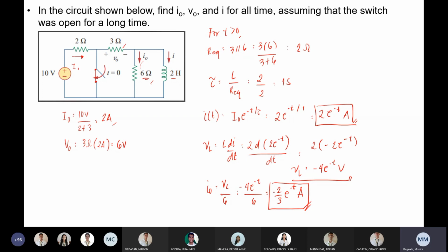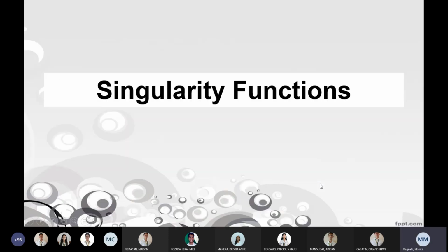Any questions on the source-free RL and RC circuit class? It's just the pattern of solving. First, consider the initial condition of our circuit. Before you consider the direction of the arrow, consider first t less than 0, so its initial condition, before you solve for tau and for i of t, or v of t in the case of RC. Okay? So, since there are no more questions, let's proceed to singularity functions.